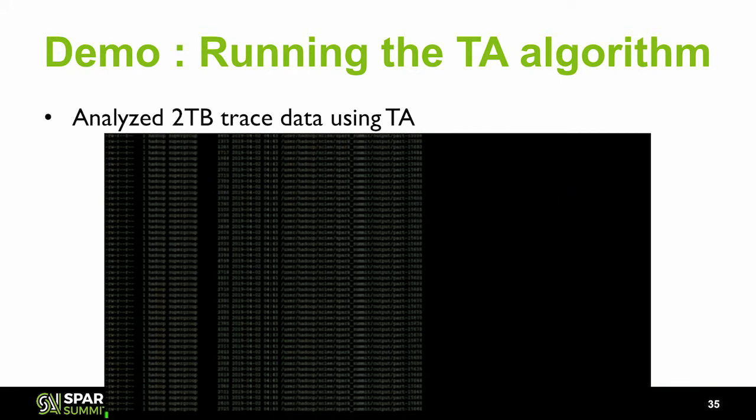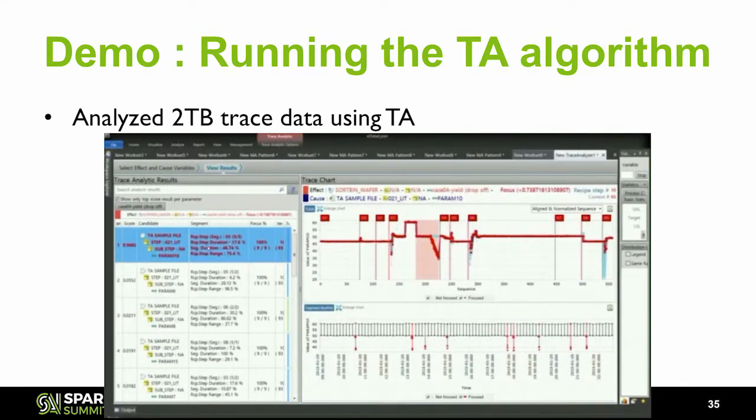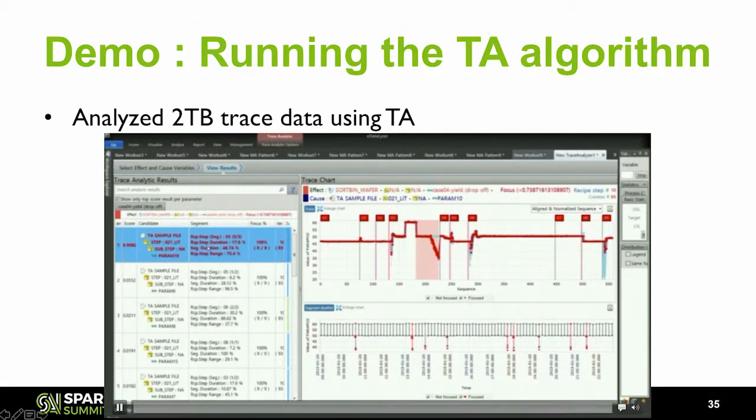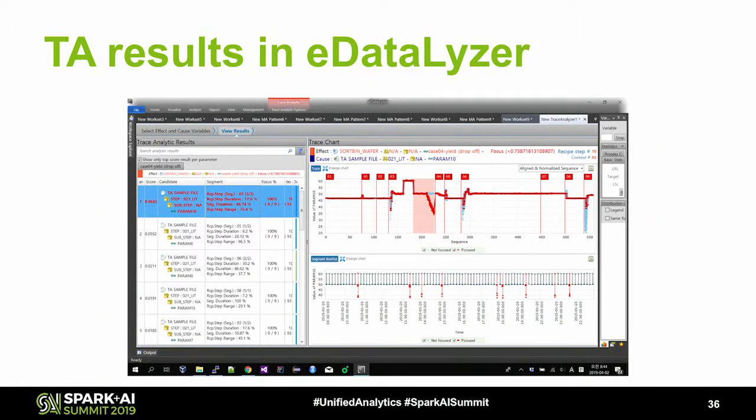So there are lots of TA results saved in the Hadoop file system, and we can import these results into our product eDataLyze, where you can see and interpret the TA results. On the right side, there is the trace data divided by recipe step, and on the left side, we can see the TA score, which represents how different two groups are. So we can see the score for each recipe step on the left.